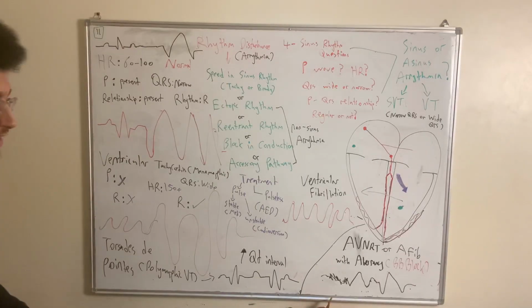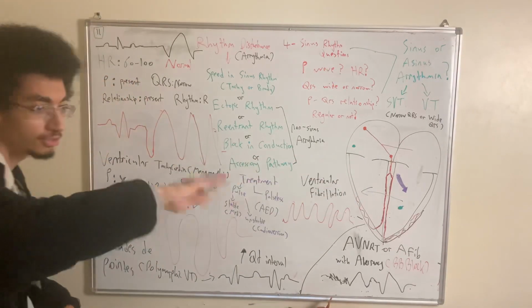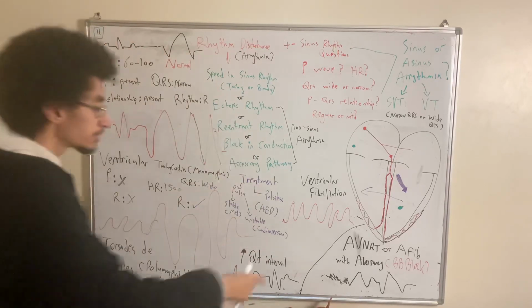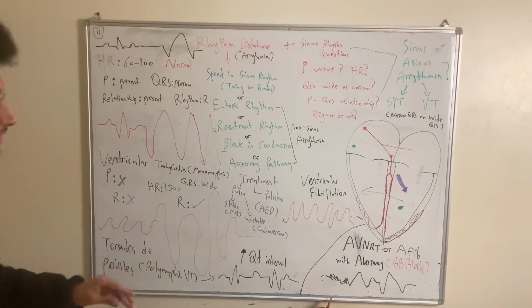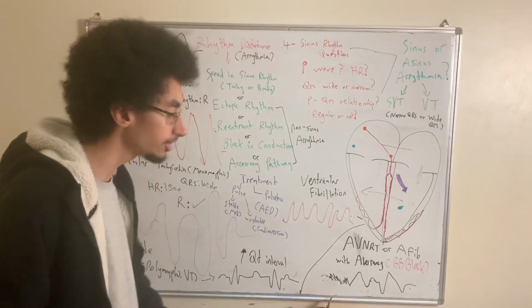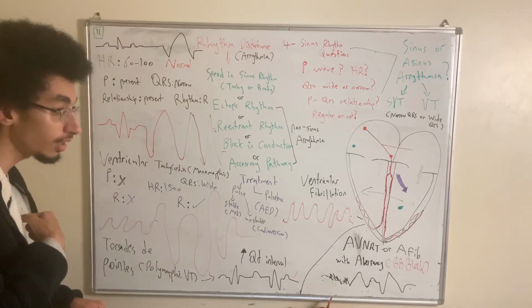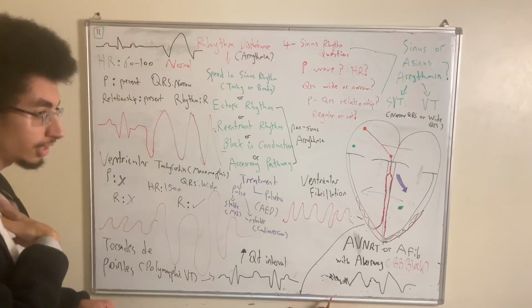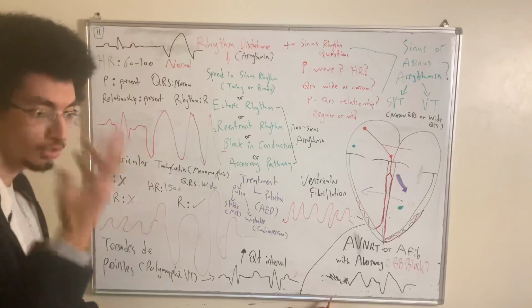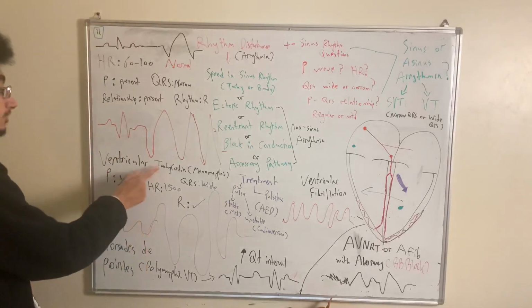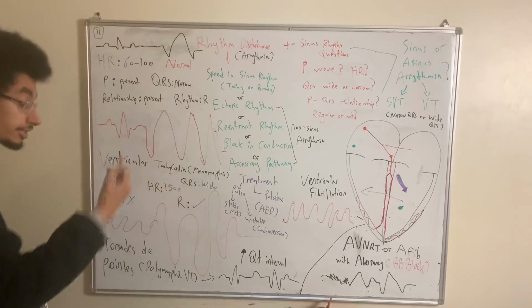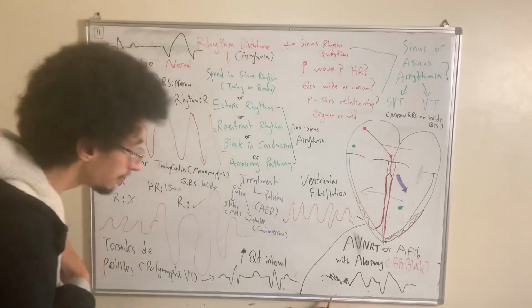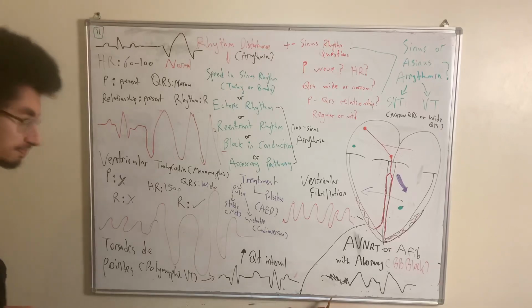AVNRT, for example, or any supraventricular tachycardia with aberrancy, you can differentiate clinically, because it occurs in people with a healthy heart. Remember? People with a healthy heart. They just take drugs, alcohol, or whatever. But ventricular tachycardia, such a serious arrhythmia, occurs in people with a diseased heart. People with heart disease. Mumtaz?